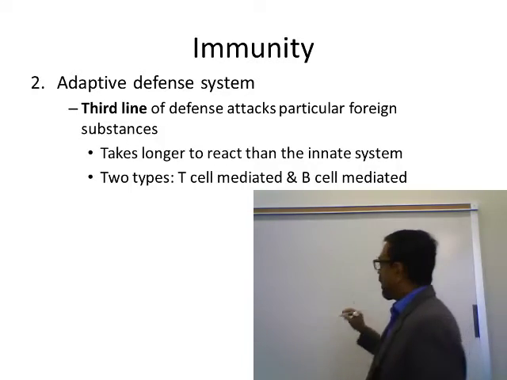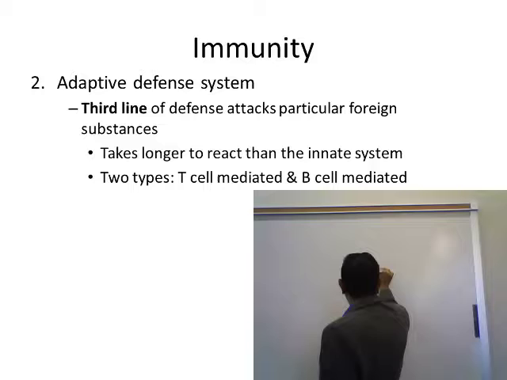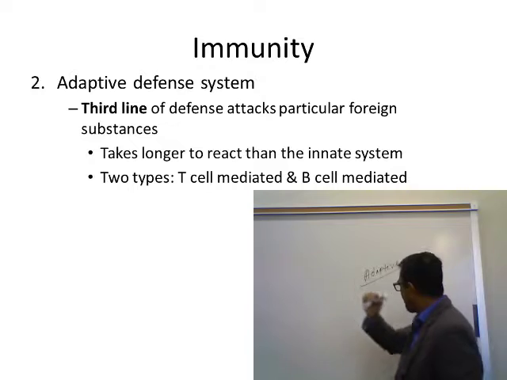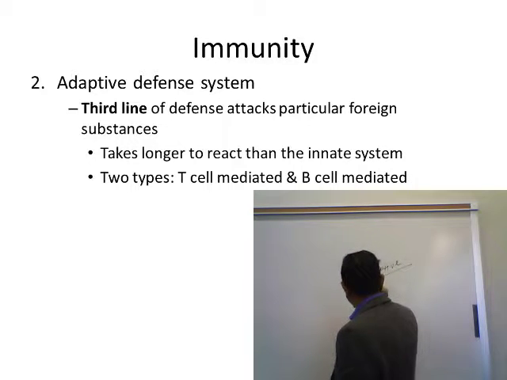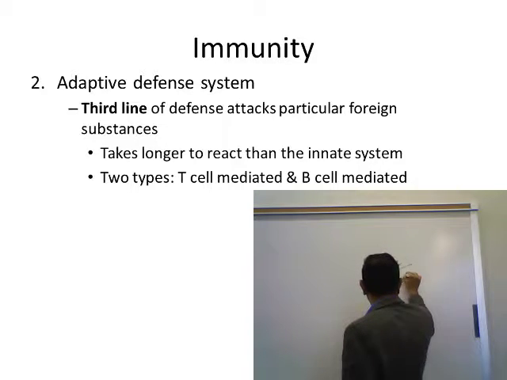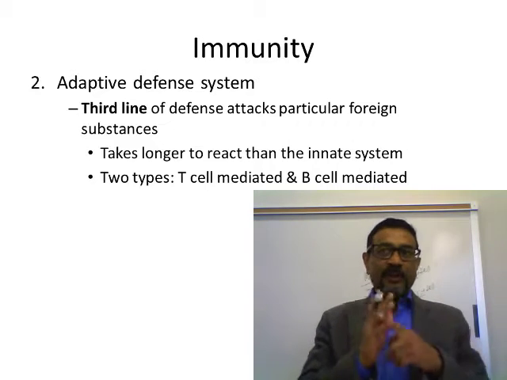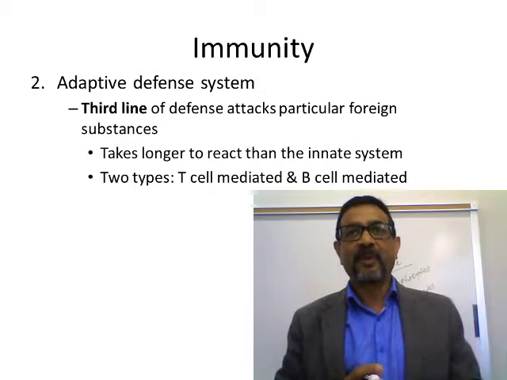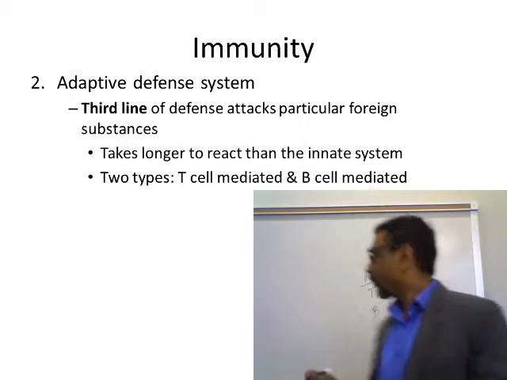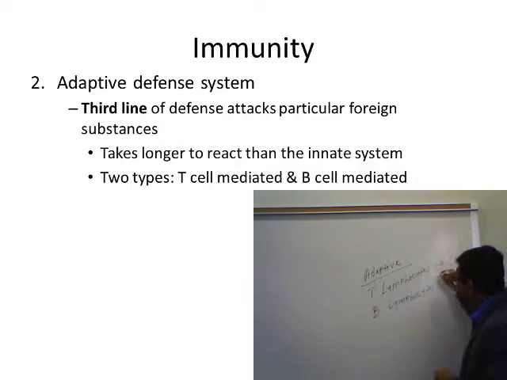Okay, now adaptive or acquired immunity is given by lymphocytes, and you already know there are two types of lymphocytes: T lymphocytes and B lymphocytes, also called T cells and B cells. Both give adaptive immunity or acquired immunity, and you know that they work differently.